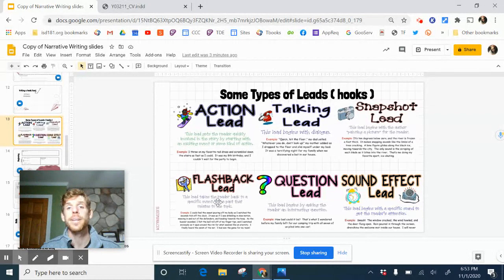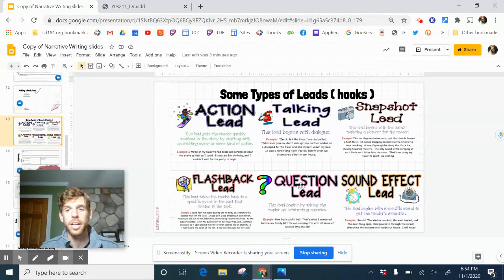The next lead that I want to talk about is a flashback lead. This lead takes the reader back to a specific event in the past that's going to relate to the topic that you're going to write about. Again, you have examples below them that you can read about as you begin to think about and write your hook.